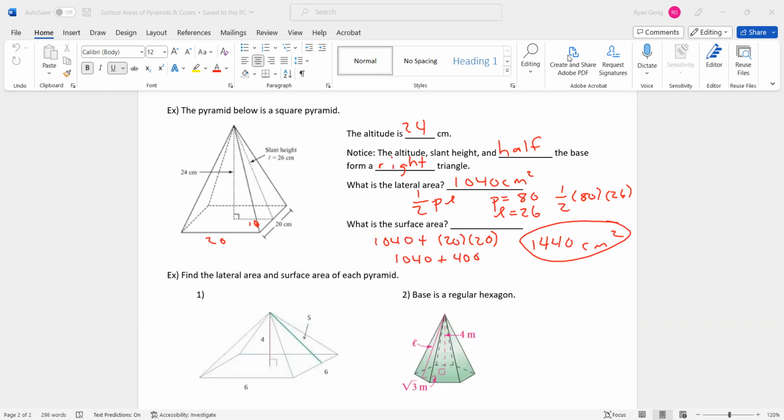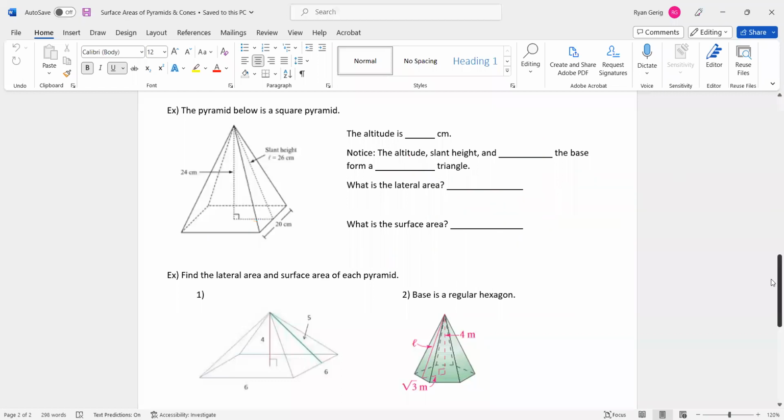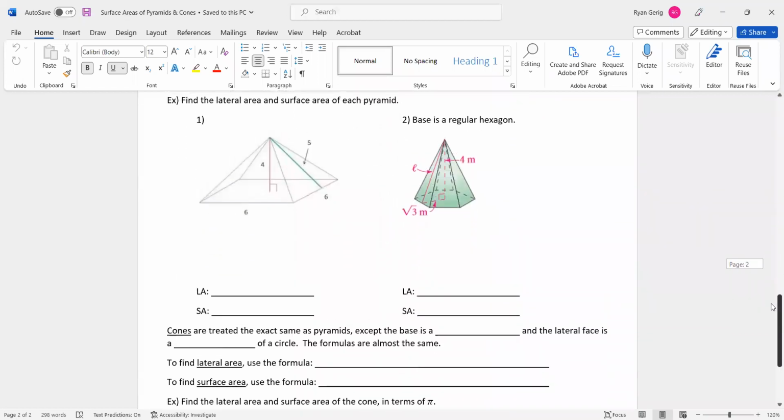And we'll do a couple more. Next one's pretty easy. And then number 2 is more challenging. Find the lateral area and surface area. So the lateral area is 1/2 PL.